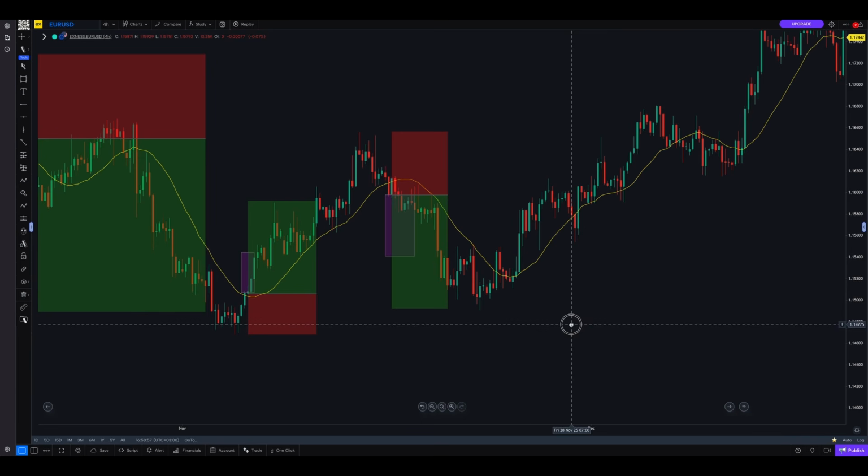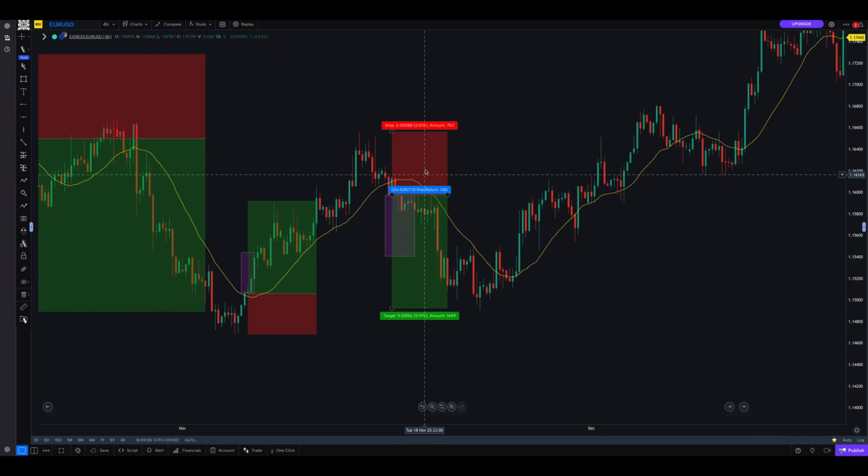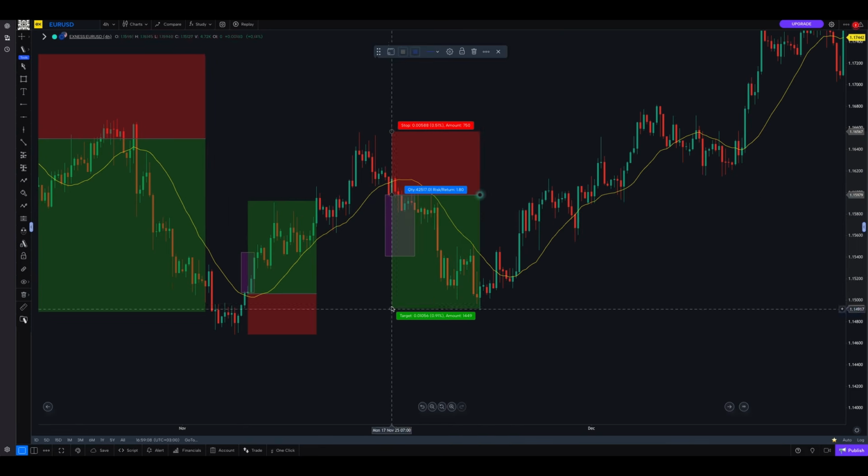When you're in profit, when it reaches 1-to-1, pull your stop loss below your entry to secure some profit. As you can see, this trade reaches almost take profit, but it reverses. It reaches a 1-to-1.8 here, then it reverses.